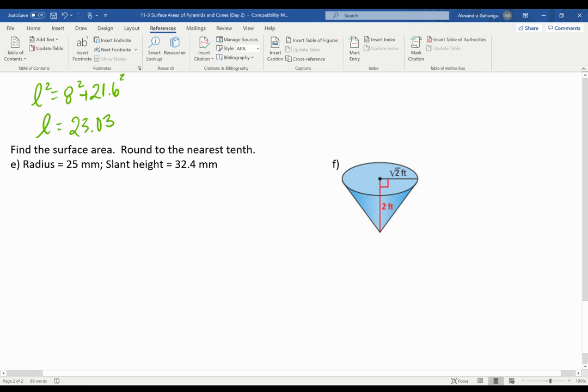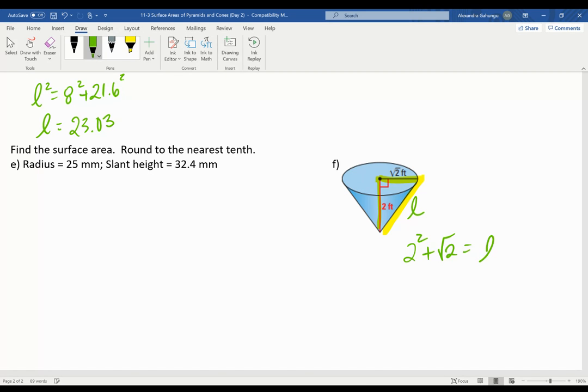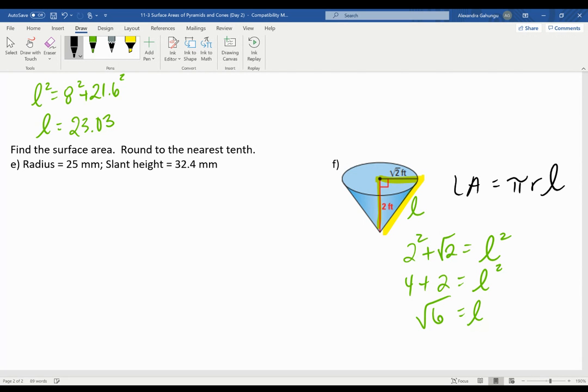Here for F, the only difference is, again, we'll be trying to find the slant height. So we just want to do 2 squared plus the square root of 2 squared equals that slant height squared. And we get 6, so it's the square root of 6 for our slant height. Everything else follows. You'll just plug it into your formula, LA equals pi times the radius times the slant height.